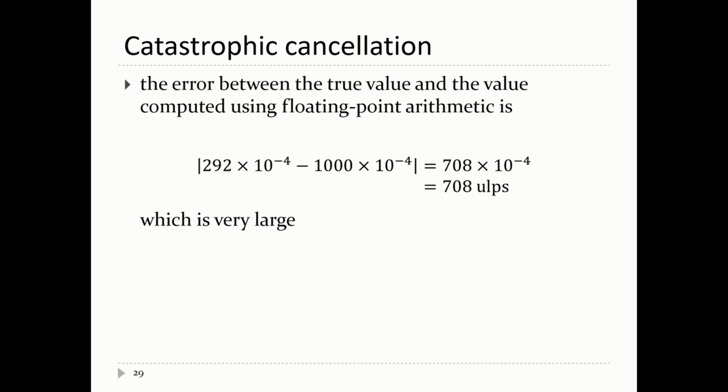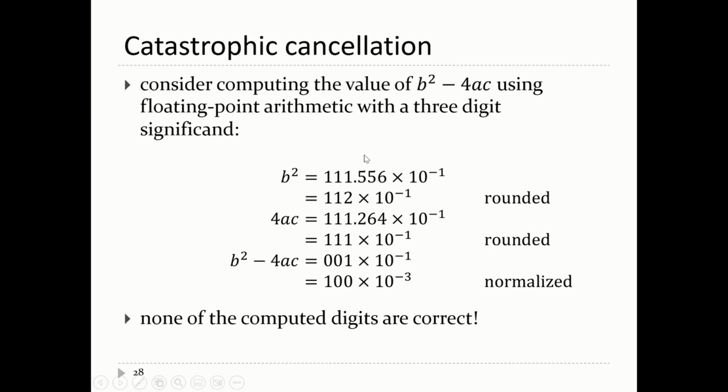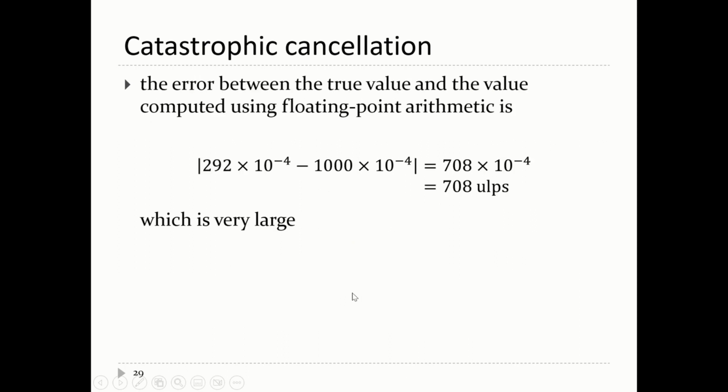Which is enormous, because the intermediate results, that one and that one, only have a half Alp error there. But when I compute the difference, suddenly I have 708 Alps of error. And so that's the effect of catastrophic cancellation. Subtract two approximately equal values where one or both values have error in them, then the result is likely to be very inaccurate compared to the true value.